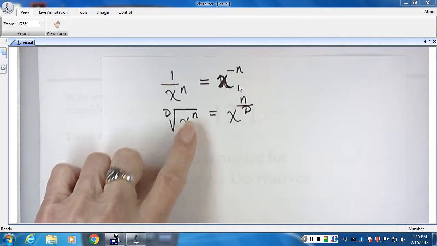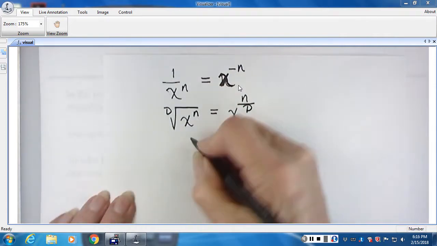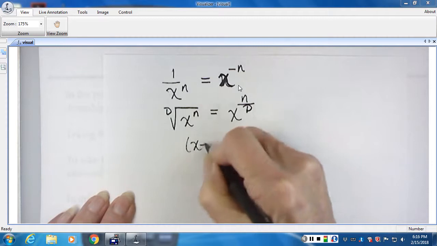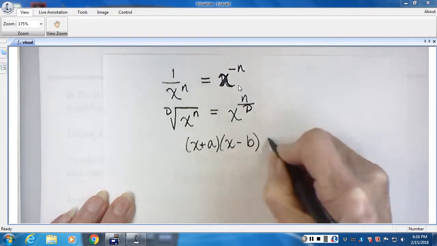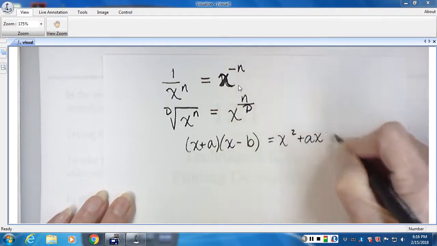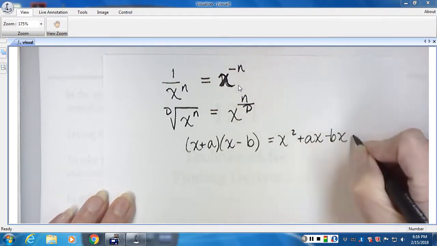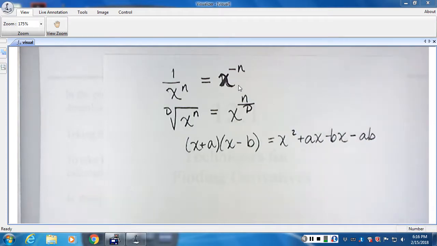You're also going to need to remember how to actually multiply out binomials like x plus a times x minus b, which would be x squared plus ax minus bx minus a times b, whatever a and b are, the numbers. You'll need to remember how to multiply out 2 polynomials, and we did that last time too. And you need, of course, to remember how to collect like terms, which we've practiced a lot.